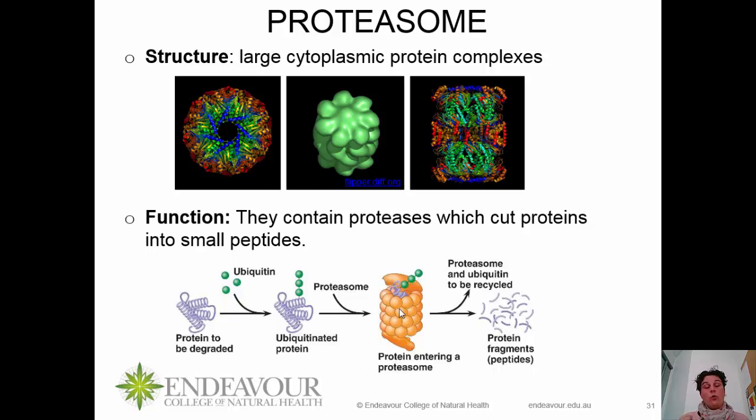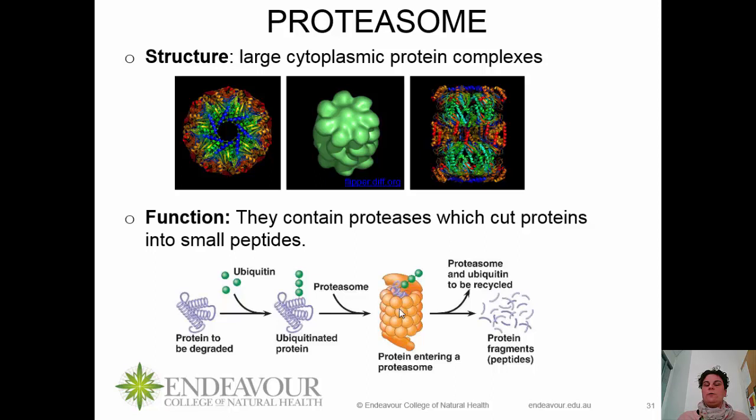It is able to only take the unfolded proteins, so the proteins that are not folded correctly, and they have this death wish sort of sticker on them. It's called ubiquitin, and it's able to cut it up into different peptides. Okay, why would it need to do that?